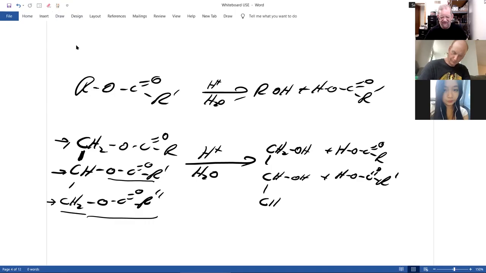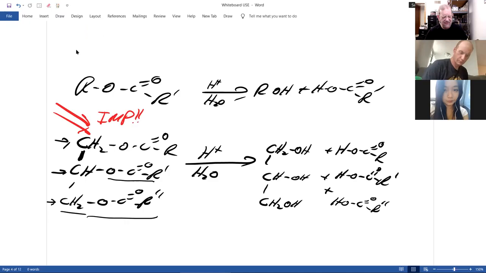I'll get this alcohol, plus from this part, I'll get this carboxylic acid. And finally, from the last ester here, I'll get this alcohol plus this carboxylic acid. And this acid hydrolysis right here, this reaction is very important.